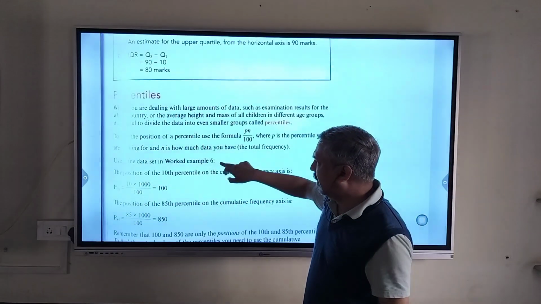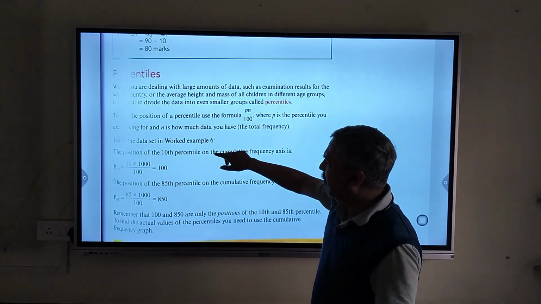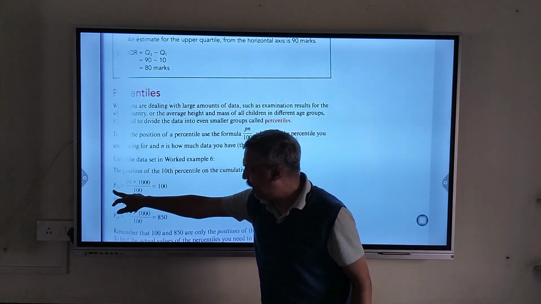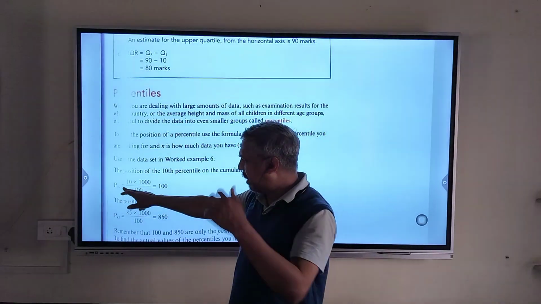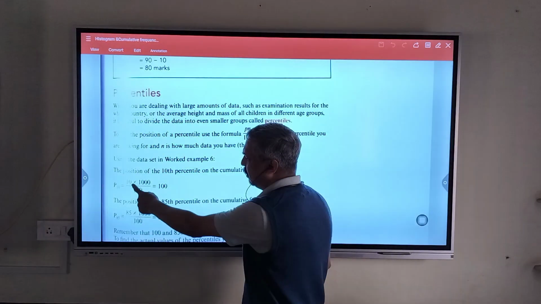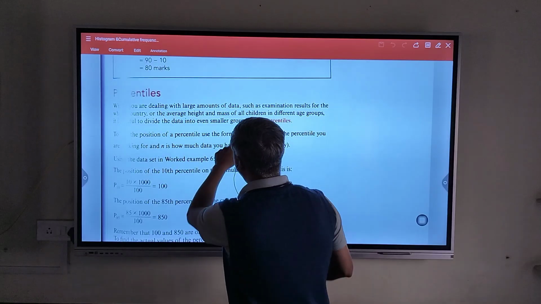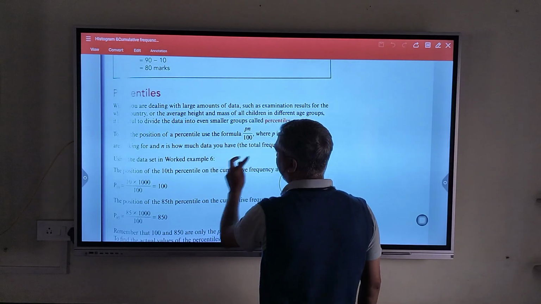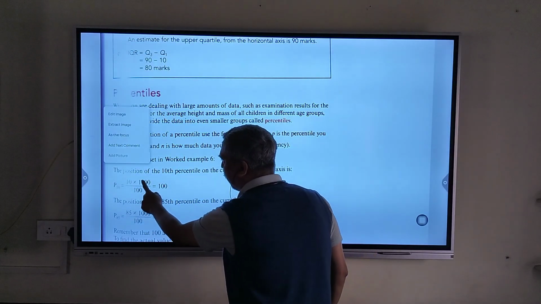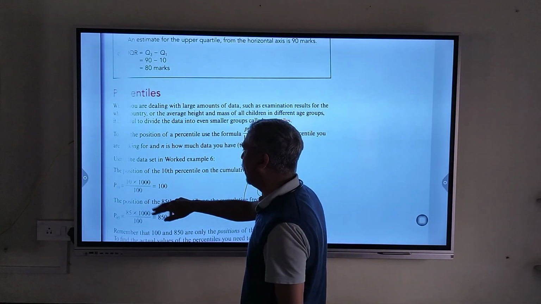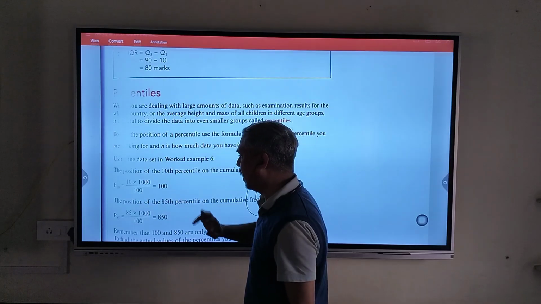So the worked example is, let's see, the above example is what we are taking, and we are finding P10. So the percentile for the 10 marks, P10, is equal to Pn upon 100. What is P? P is the value 10 here, so 10 multiplied by the total data, which was 1000, upon 100. So 10 into 1000 upon 100 is 100.